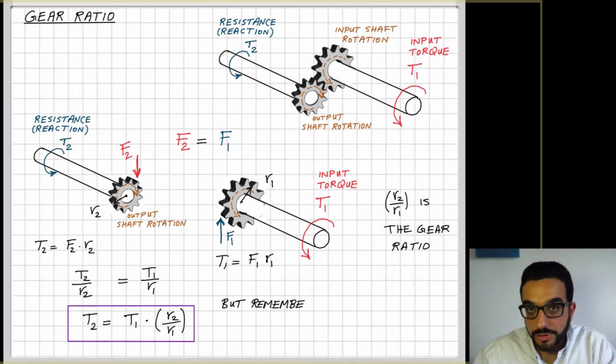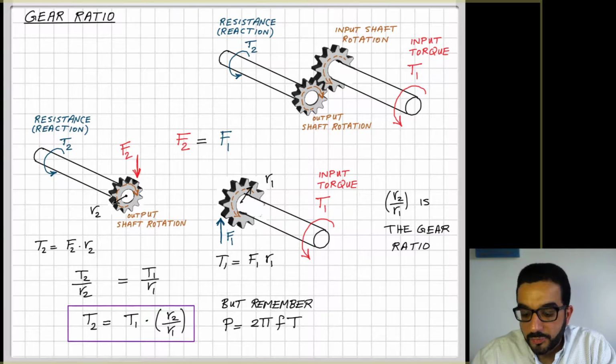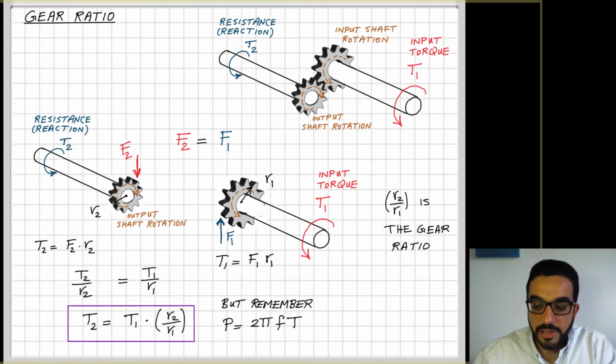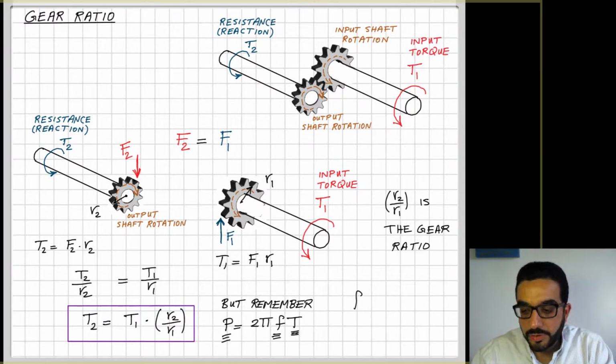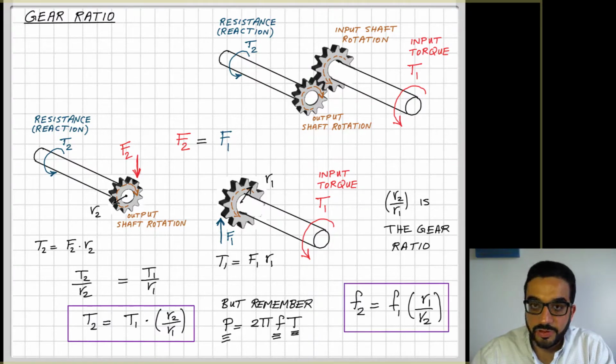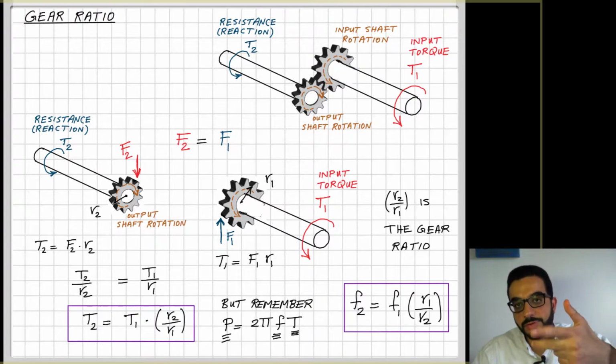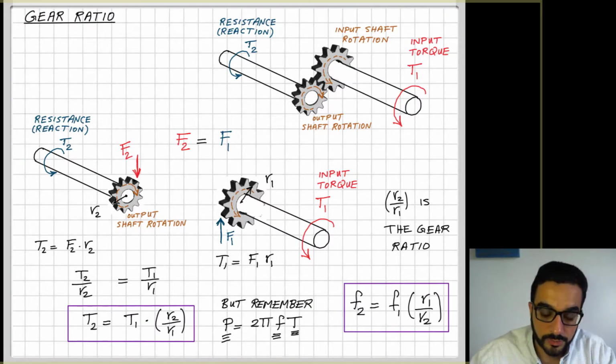We also learned before that power is equal to 2 pi f T, so 2 pi times the frequency times the torque. If you plug in that power 1 is equal to power 2, and you plug in T1, T2 and the ratio of the radius values of the gears, you will end up with another formula for the frequency. So f2 is equal to f1, but now the ratio of the gears is flipped: R1 over R2.